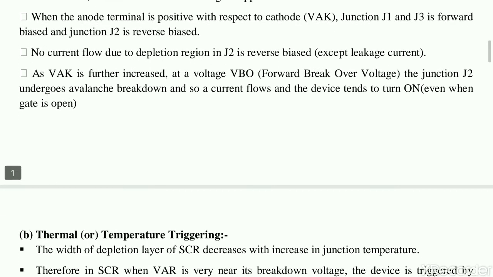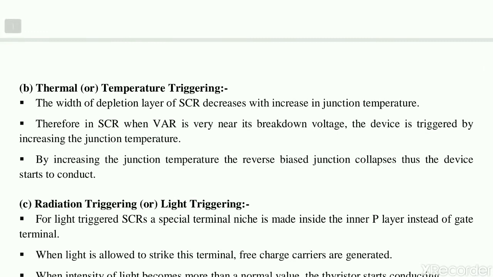We will go for the next method, that is thermal or temperature triggering. We can see in the description that the width of the depletion layer of SCR decreases with increase in temperature. Therefore, when VAK is very near its breakdown, the device is triggered by increasing the junction temperature. So at the point of breakdown we can increase the temperature at the junction. Due to this increase in temperature, the reverse biased junction, that is J2, will collapse and the device will start to conduct. So this is one principle of triggering of SCR.